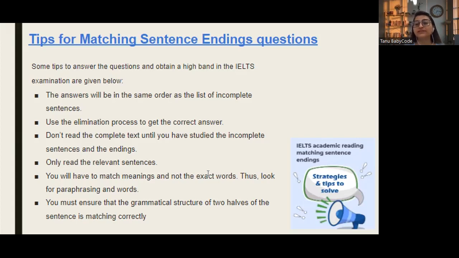Only read the relevant sentences. Extra information, do not focus on extra information, which is irrelevant. Only focus on the relevant part.